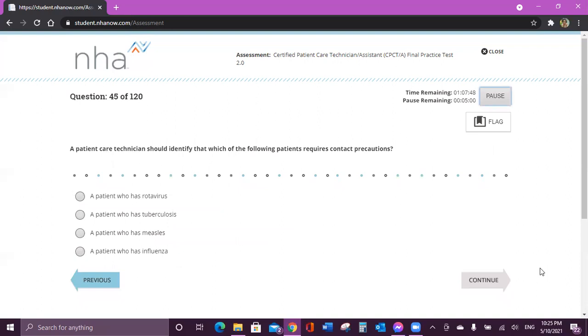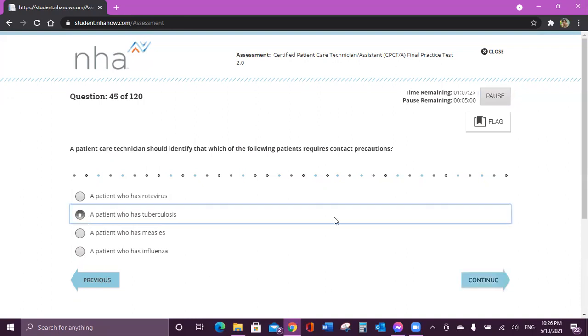A patient care technician should identify which of the following patients requires contact precautions. A patient who has rotavirus, a patient who has tuberculosis. Tuberculosis.